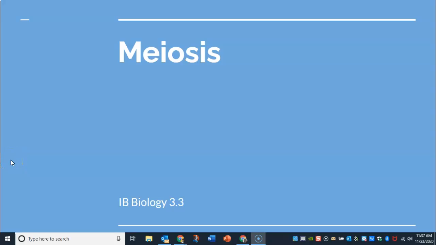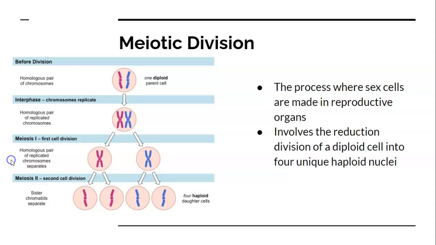Welcome back to our third installment of our Chapter 3 Genetics lectures. This one is all about meiosis. So this is going to be a general overview of meiosis, non-disjunction, polyploidy, all of that fun stuff.